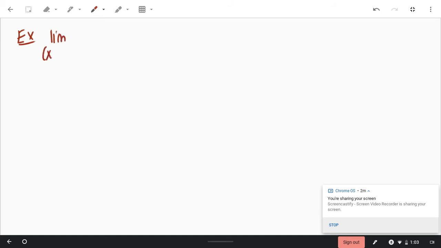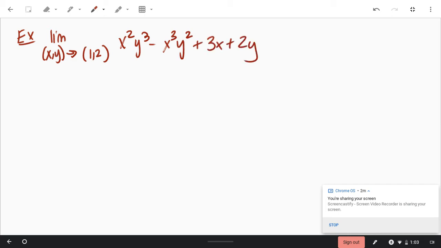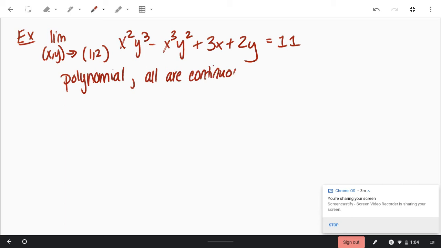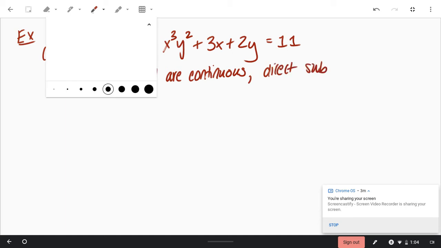Okay. So some other examples here, we might have the limit as (x, y) approaches, say, (1, 2) of x squared y cubed minus x cubed. I don't know why they gave you such a weird one to start out with, but that's okay. Just like in 2D, direct substitution works, right? You can plug in x equals 1, you can plug in y equals 2, you should get 11. Okay, this is a polynomial. So all polynomials are continuous, whether it's in one variable or two variables. So you can direct sub. It'll always work.